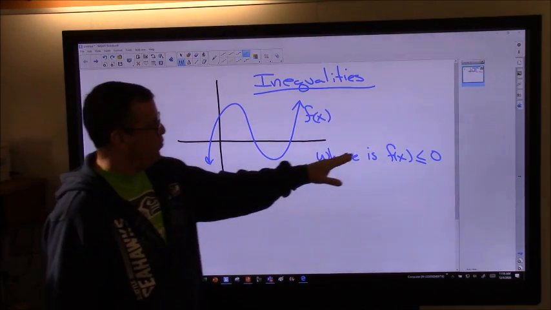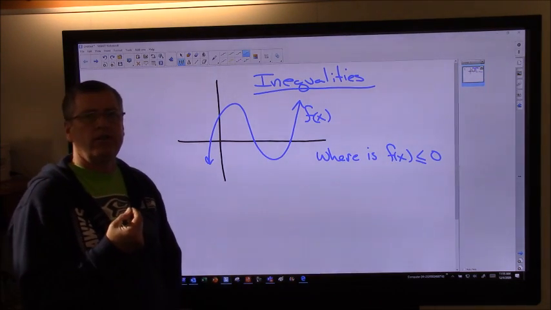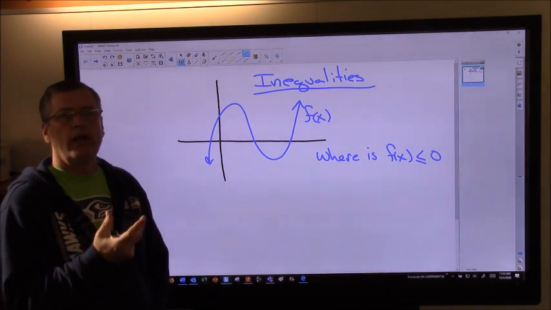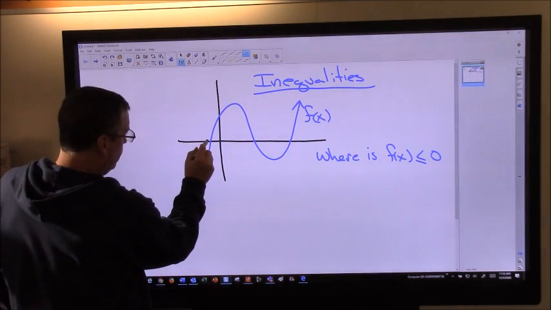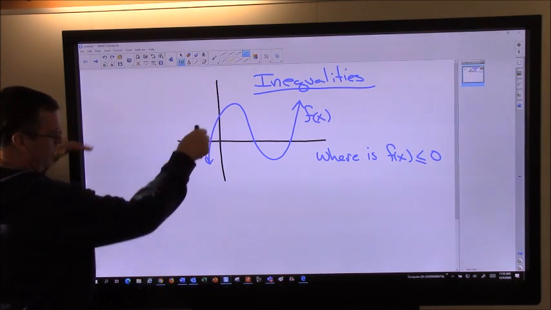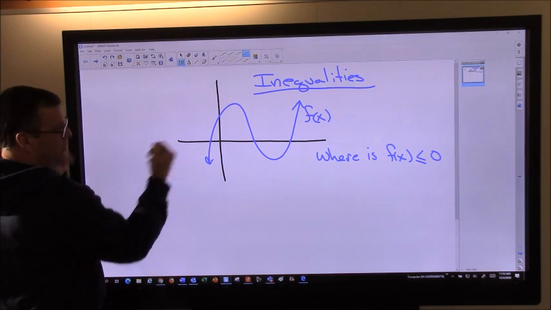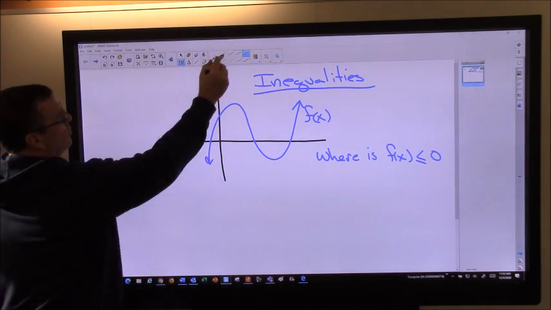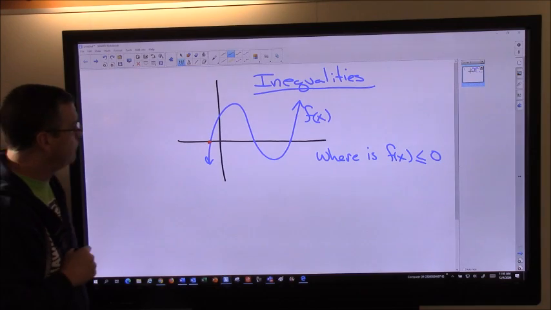Now when we say where is f of x less than or equal to 0, what we really want to know is for what x values, right? Whatever this x value right here is, for everything less than that, this function goes down forever, it's going to be negative. So all these values out here. So this is going to be an important point to being able to answer that question.